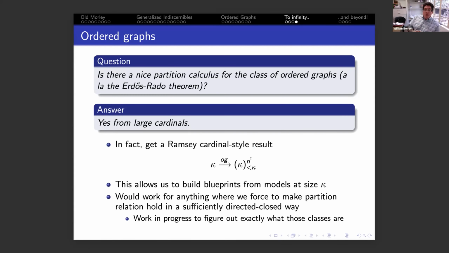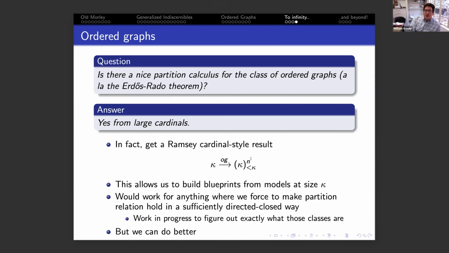Okay, and we could do this, right? Shelah's forcing is about these ordered graphs, but the key is anytime we can force this partition relation in this mu directed closed way, we can do the same argument. And Shelah and I currently have a work in progress to figure out exactly what those classes are. And so this is how we get partition calculus from large cardinals.